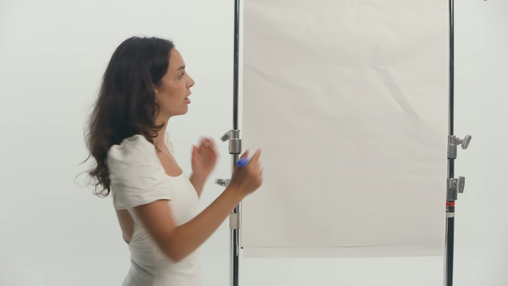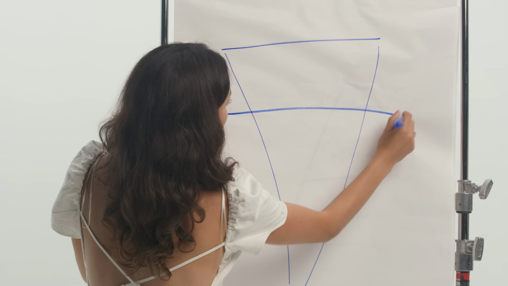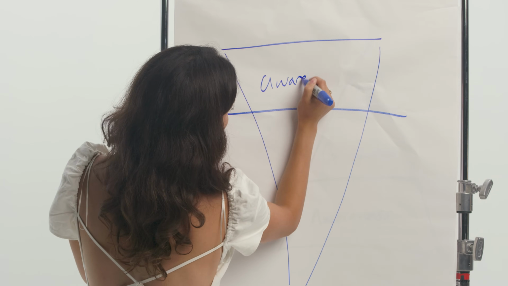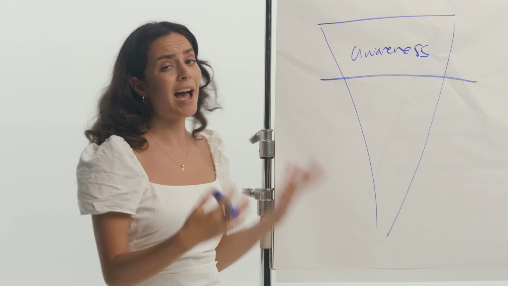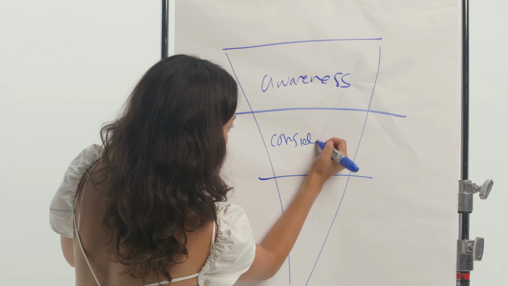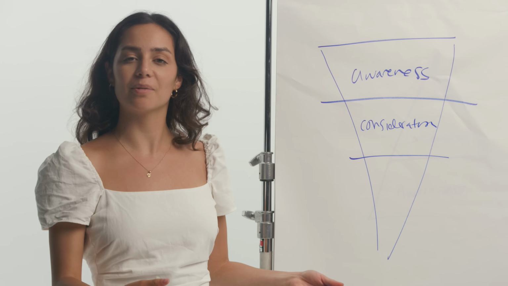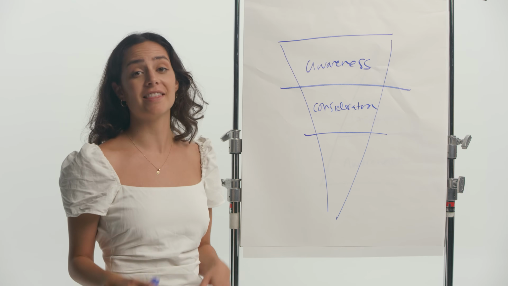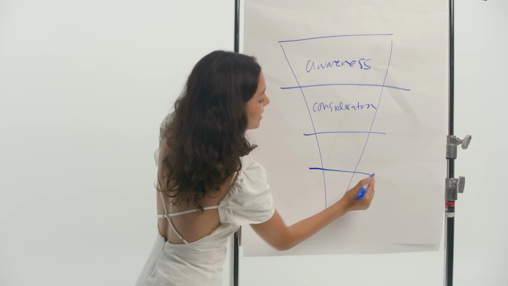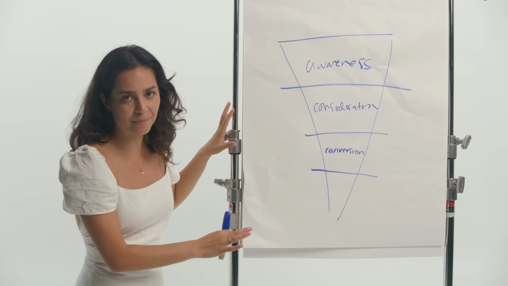So if we look at the traditional marketing funnel, we have awareness at the top. This is when a customer becomes aware that you even exist. After that comes consideration. This is when a consumer is thinking about purchasing from you, but they're just not sure yet. And then the final stage is called conversion, and this is where a customer finally makes that purchase decision with you. But we're gonna flip this upside down.